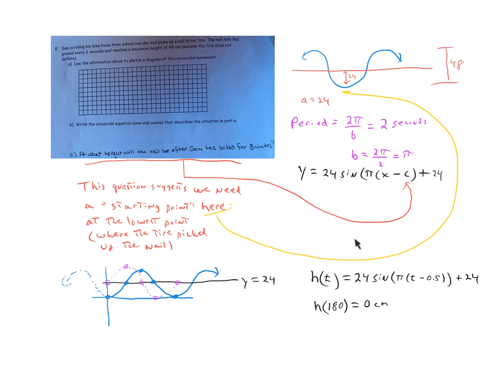Which makes sense because if the period is 2 seconds, 180 seconds would be an even number of 2 seconds. Let's see, 2 goes into 180 90 times, so it'd be like 90 cycles. And it starts off on the ground, so it would be 0 centimeters high.